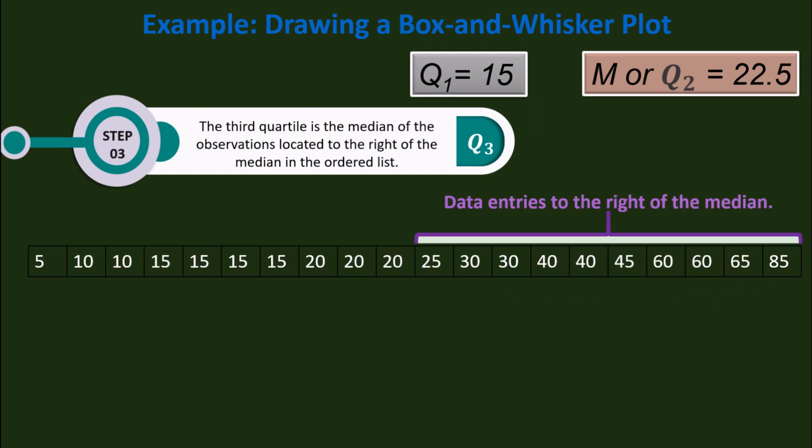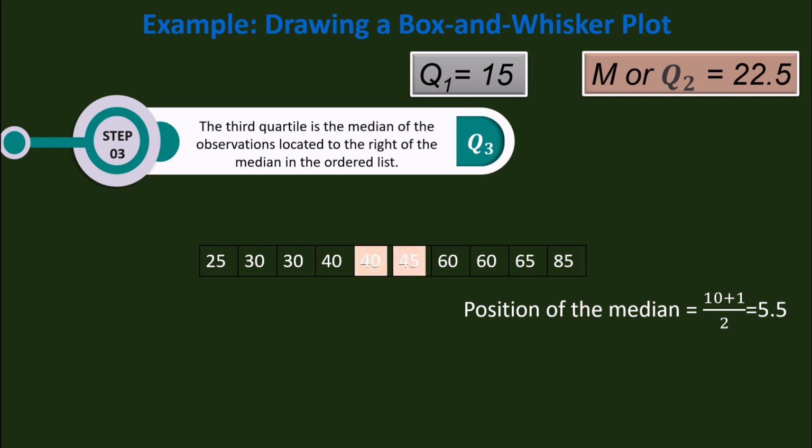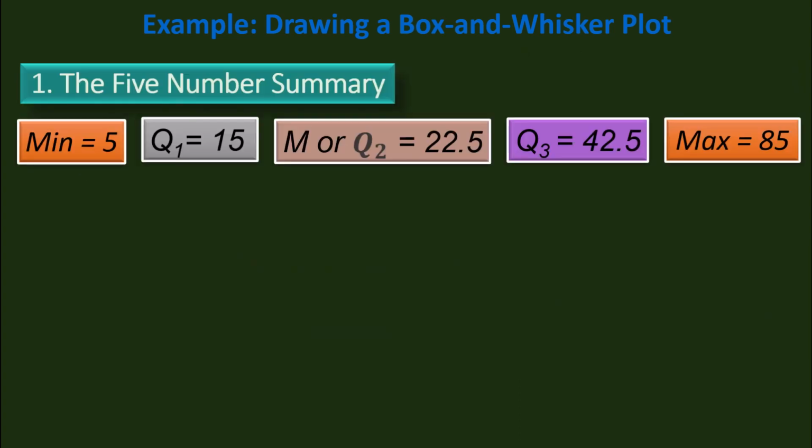Then we need to find the Q3. How do we find the Q3? Again, as I mentioned before, we need to consider all observations right of the median, because we don't count the median. Now we know the observations and find the middle number. Let me explain by finding the position of the median. It is 5.5. That means the 5th and 6th one. Then get the average of these two numbers. That is 42.5. Now we know the 5 number summary.